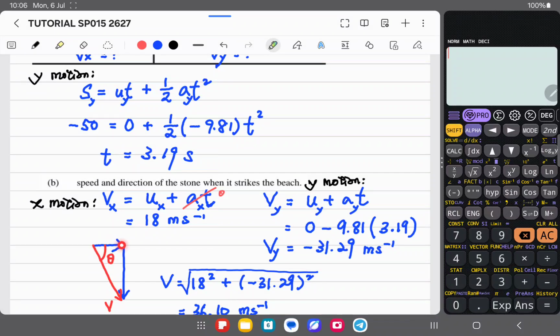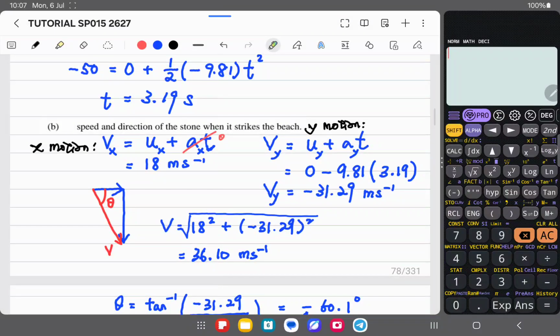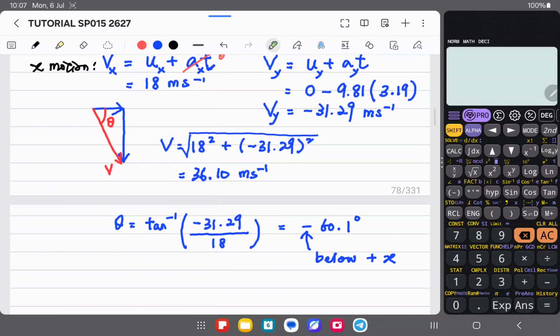So we have obtained the horizontal component and the vertical component of the final velocity when the stone strikes the beach. So we can calculate the magnitude of the velocity. The magnitude is the combination of component x and component y, and it can be obtained using the Pythagorean theorem. So we have component x squared plus component y squared, square root. So the magnitude of the velocity as the stone strikes the beach will be 36.1 meters per second. Then how about the direction?